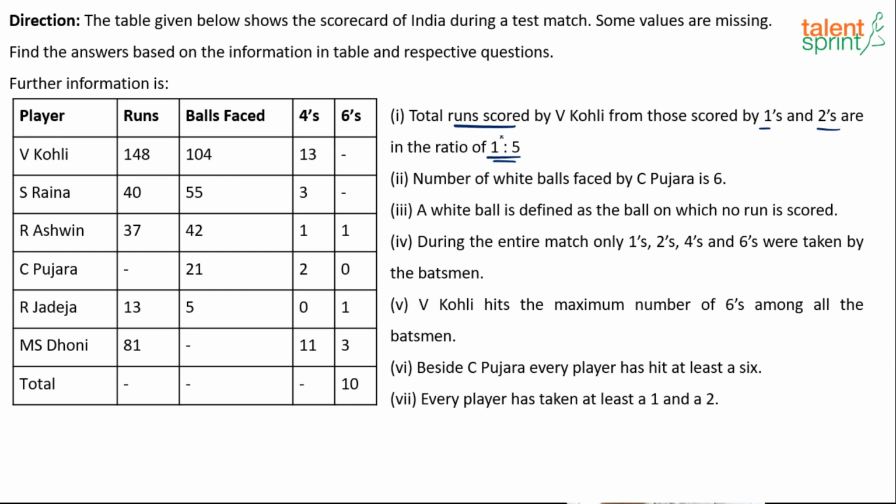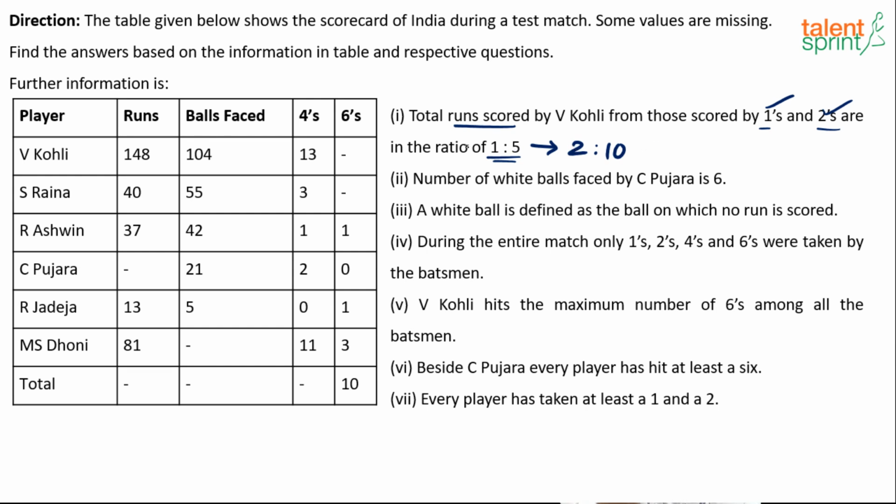So what do you understand by this? If he has scored 1 run by singles, then he would have scored 5 runs by twos. But of course, 5 runs by twos is not possible. So it could be like 2:10. 1:5 is as good as 2:10, which means he has scored 2 runs using singles and 10 runs using doubles, which means he has taken 5 twos and 2 ones.